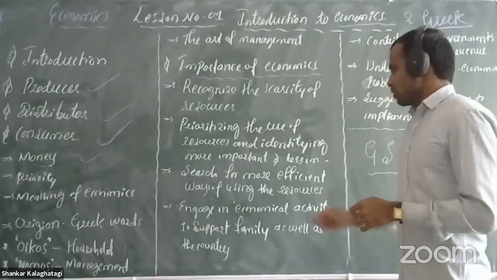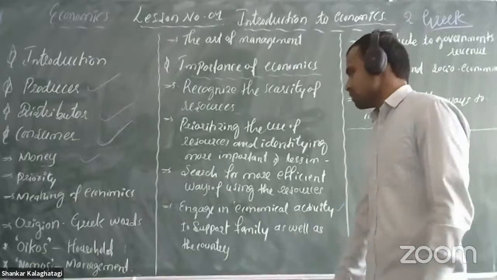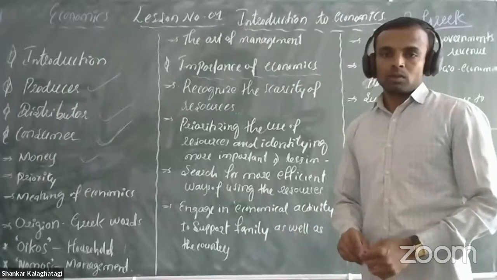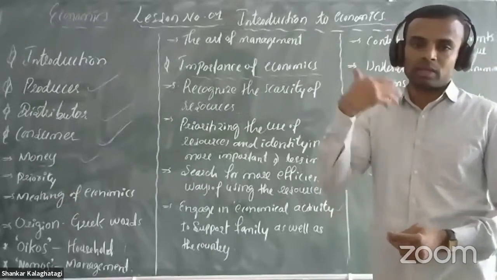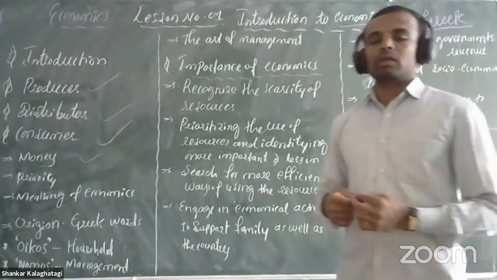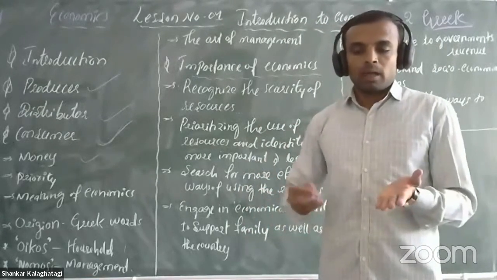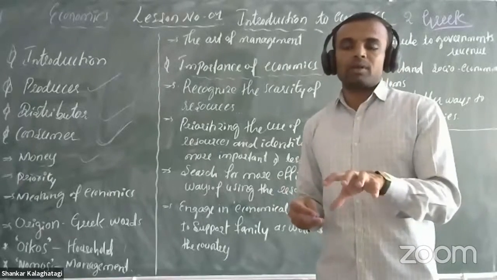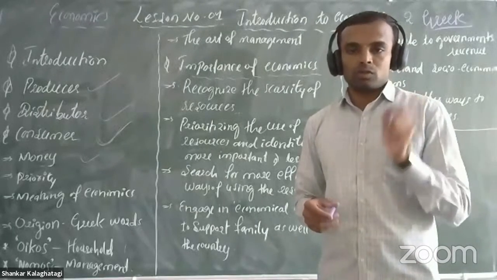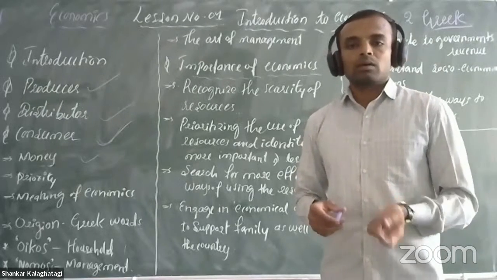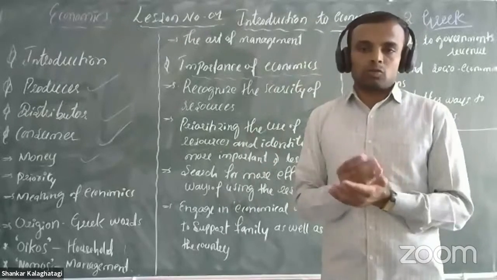And the next one is to engage in economic activity to support the family as well as the country. To fulfill our desires and needs, we should engage in some kind of activity. Without doing any kind of work, we cannot fulfill our needs and requirements. By practicing economic activity, we will earn income, and that income we will use to fulfill our desires, needs, and requirements, and a little bit we will pay to the government also.